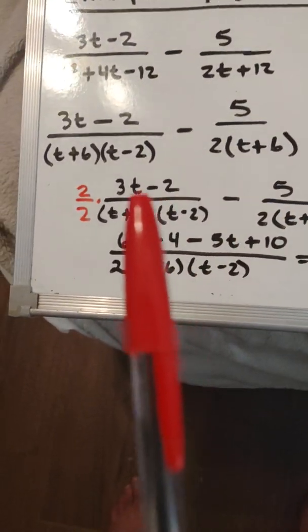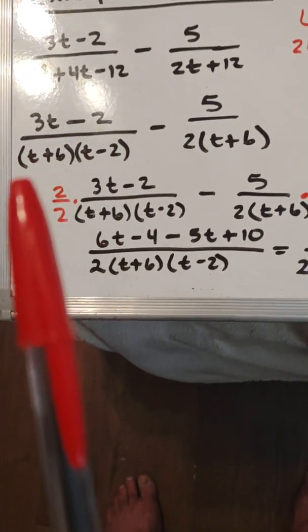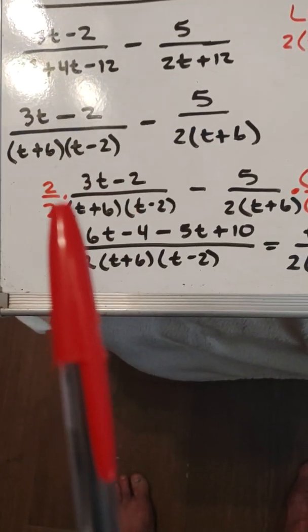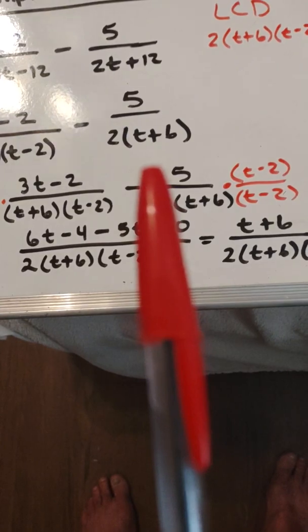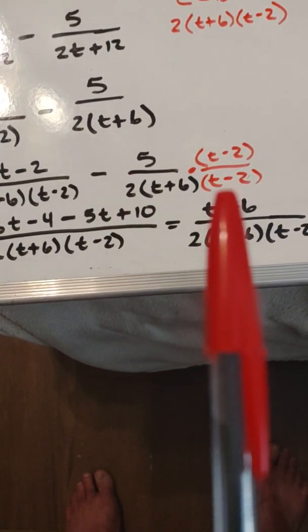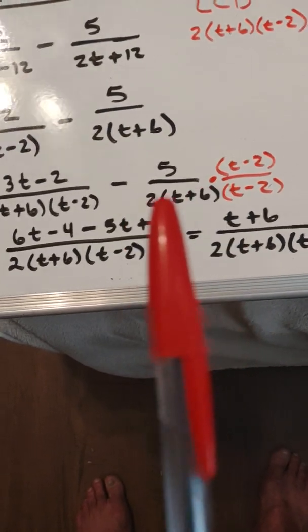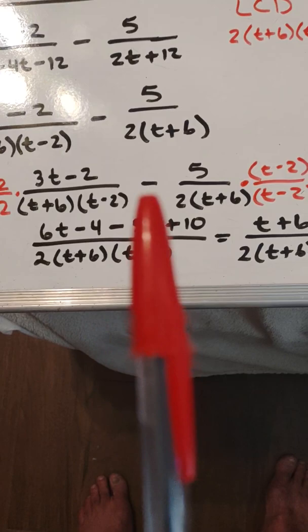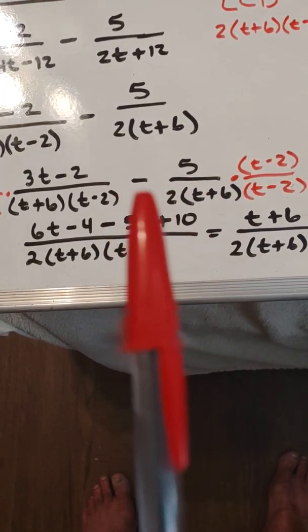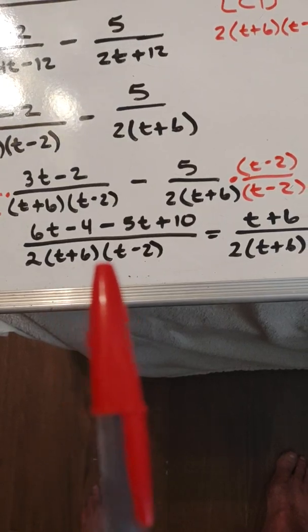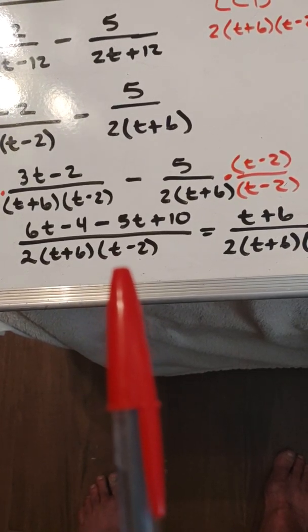So in order to get this to be 2 times t plus 6 times t minus 2, we've got to multiply by 2 over 2. In order to get this to be 2 times t plus 6 times t minus 2, we've got to multiply by t minus 2. So this gives me 6t minus 4. This gives me minus 5t plus 10, all over 2 times t plus 6 times t minus 2.